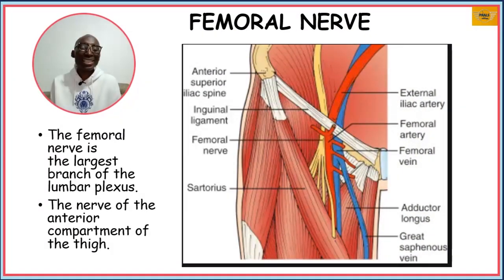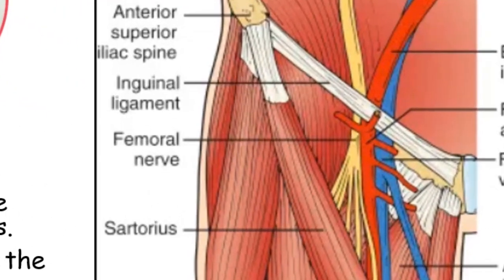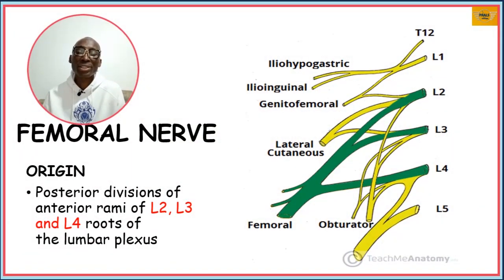The next important structure we'll consider is the femoral nerve. Here is the femoral nerve. Now, this nerve is the largest branch from the lumbar plexus. This nerve is the major nerve of the anterior compartment of the thigh. Considering its origin, here is the lumbar plexus, and then this is the femoral nerve with roots L2, 3, and 4.